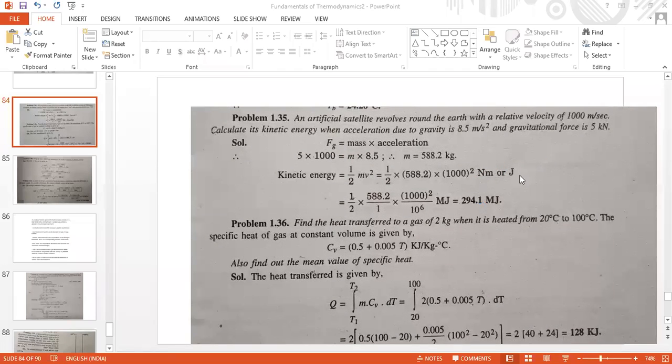However, because it is a weighted numerical, or the numerical value is very high, that is converted into megajoule by dividing by 10 power 6, like that. But this is not mandatory. The second step is not required. Even you can write this value as 294.1 multiplied by 10 power 6 joules, like that.